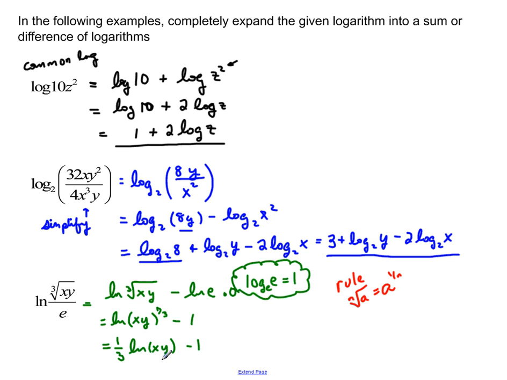And I see once again I've got a product right here, so there's actually one more step, and it goes like this. We're going to have 1/3 times the natural logarithm of x added to, don't forget that 1/3 would distribute, to the second term is 1/3 times the natural logarithm of y, all of that minus 1. And this would be our completely expanded expression.